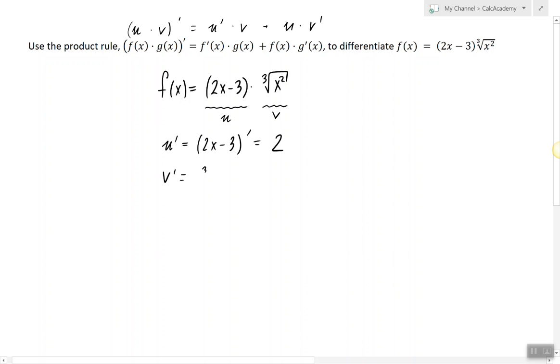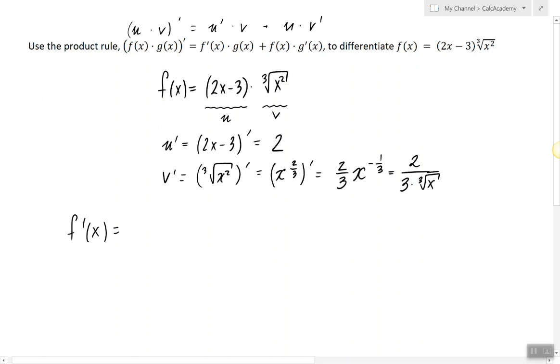and the derivative of v is the derivative of this radical function, which can be written as a power function, and now I can use the power rule here. So the derivative of v is 2/3 x to the power negative 1/3, which we can rewrite as 2 over 3 multiplied by cube root of x. And now I just have to assemble it all together using the product rule.